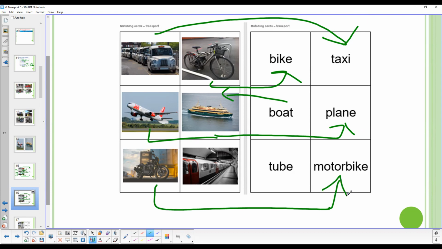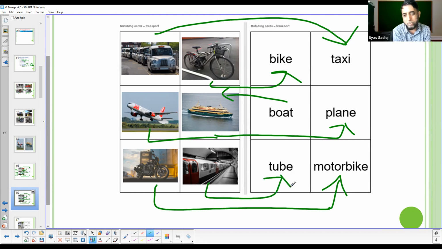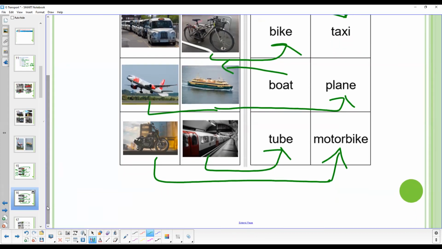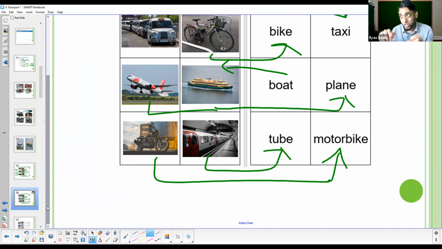Motorbike, and what is this? Tube. Why is it called tube? People who live in London might know the tube. It's the underground train, which is not a train basically. It's like a tram, but underground. In London it's called the tube. Any questions so far? The tube is underground and it's only used in London. They call the underground trams the tube.